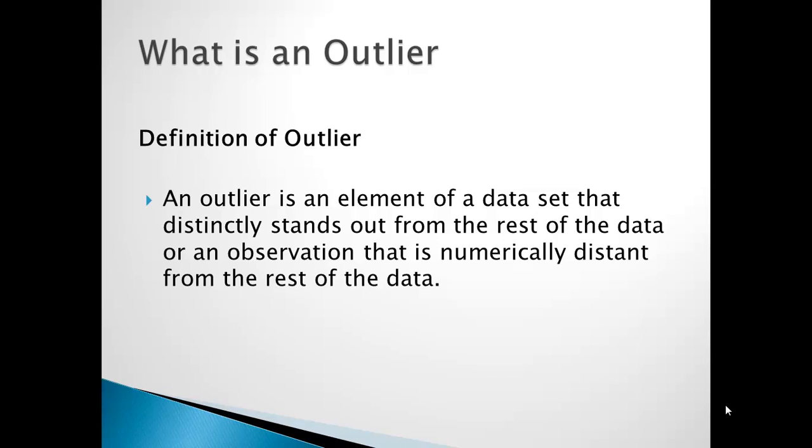An outlier is an element of a data set or a number in a data set that stands out from the rest of the data, is in some way very, very different and probably doesn't look right, or an observation that is numerically distant from the rest of the data, so a long way off.